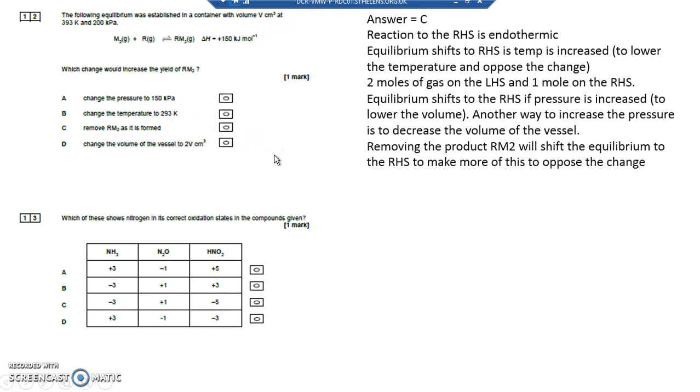Your answer is C. Which of the following shows nitrogen in its correct oxidation states in the compounds given? So in NH3, hydrogen is in its oxidation state +1, 3 1s are 3, so the 3 H's are +3, so the nitrogen's in -3. So it's either B or C. In N2O, oxygen is in -2, so there's no charge left over, so the 2 N's are +2, so each N is in +1. So again, it's either B or C.